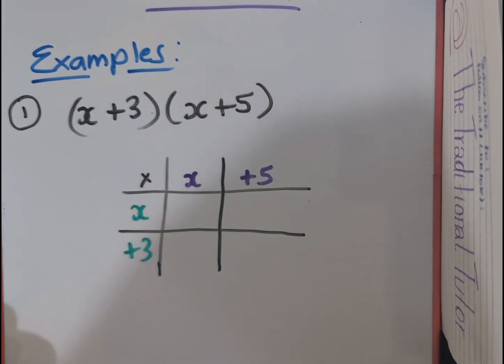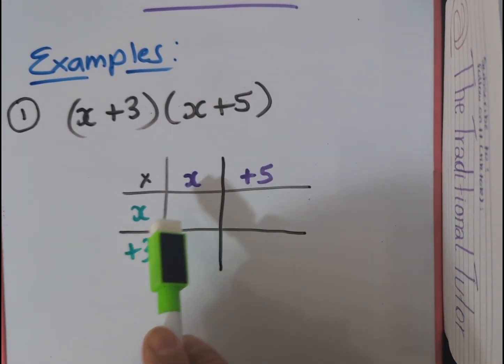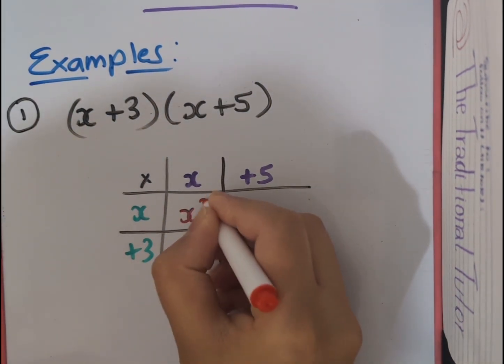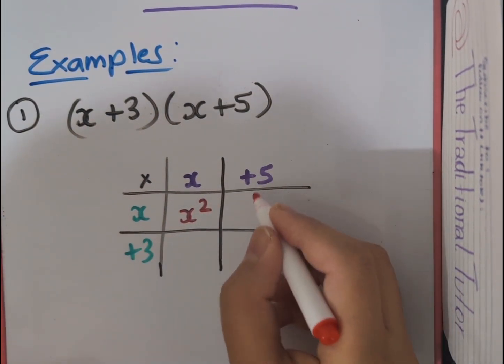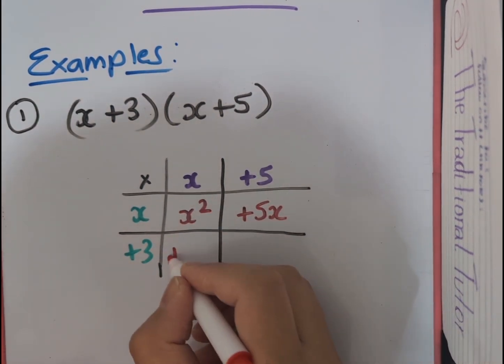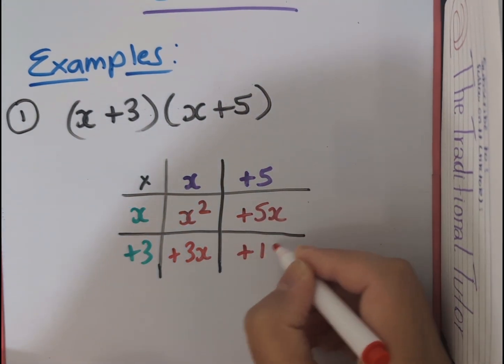Then it's just a case now of actually doing your multiplication. So that means that I'll be doing my x times by my x, which gives me x squared, and then my x times by my plus 5, which gives me plus 5x, plus 3 times by x gives me plus 3x, and plus 3 times by plus 5 gives me plus 15, okay?